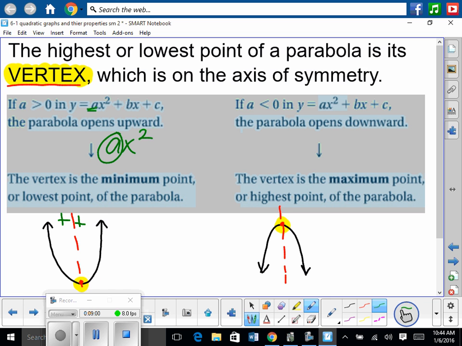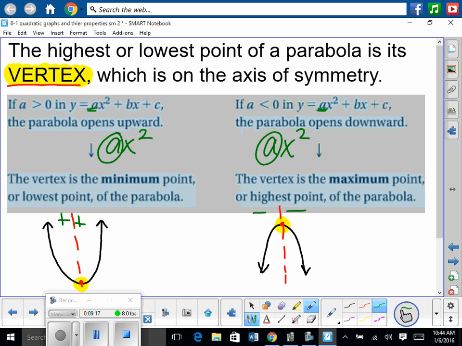So once again, if the a value in front of x squared is negative, then just like negative people like to frown, it flips it upside down. Negative people frown. Does that make sense? Easy way to remember it, yes.